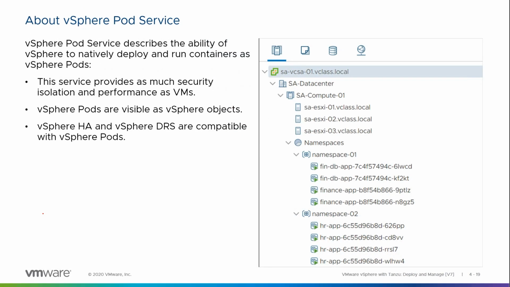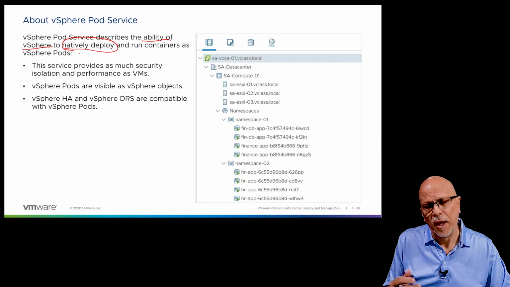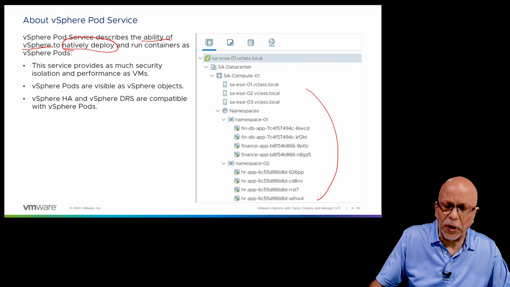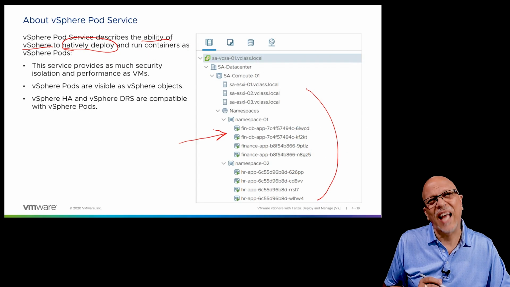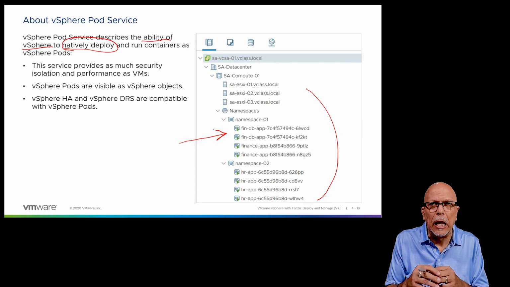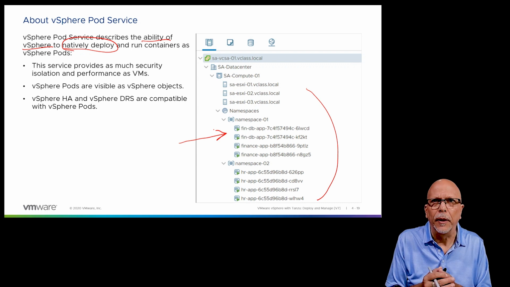The pod service is the ability for us inside vSphere to natively deploy and run containers as these things we're calling vSphere pods. So my pods, if you look on the screenshot over here on the right, show up right in my vSphere client's inventory. They look a lot like a virtual machine, because technically there are some differences. That's actually what we're doing, okay?